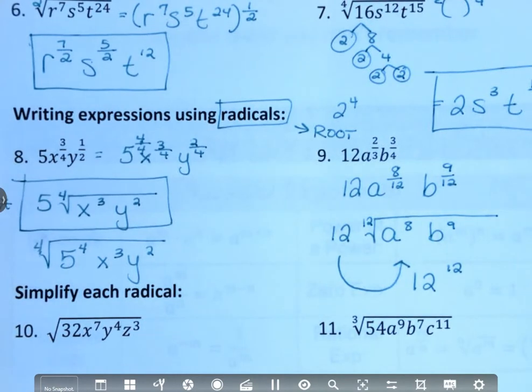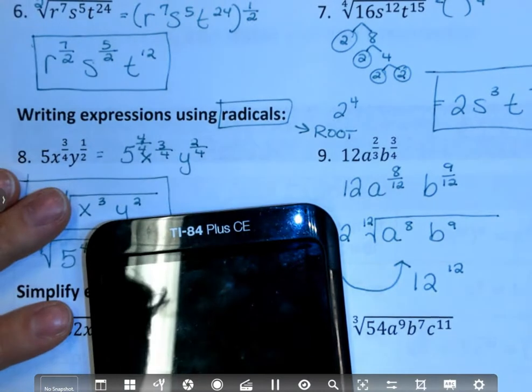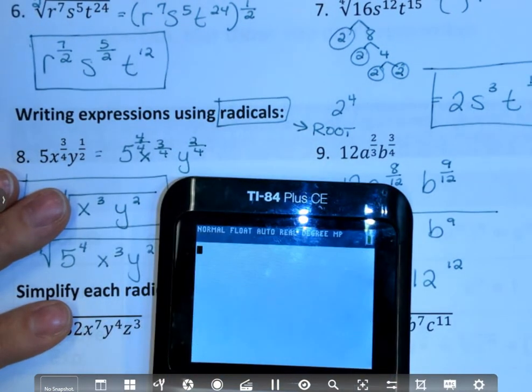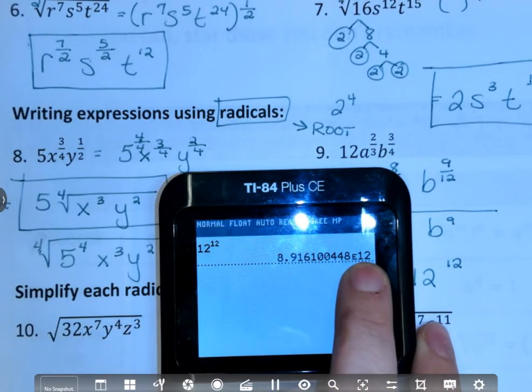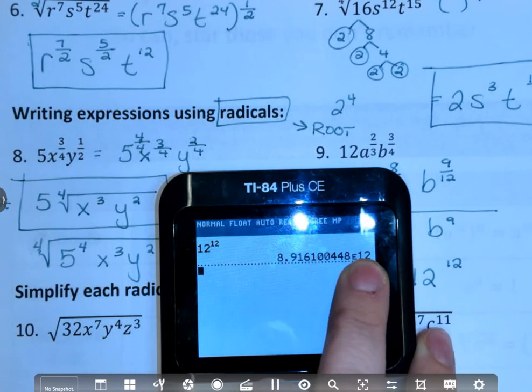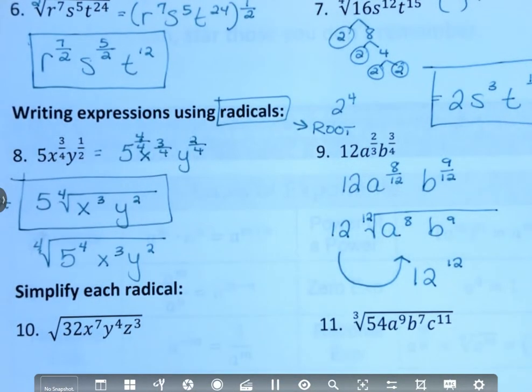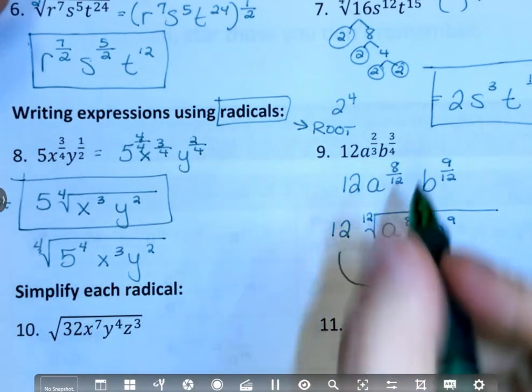Yeah, this is again why I don't like that. Just curious. Curiouser and curiouser. 12 to the 12th. Even the calculator can't handle that. That's a really, really big number. Ain't gonna do it. That's me. Math rebel. Woot woot.